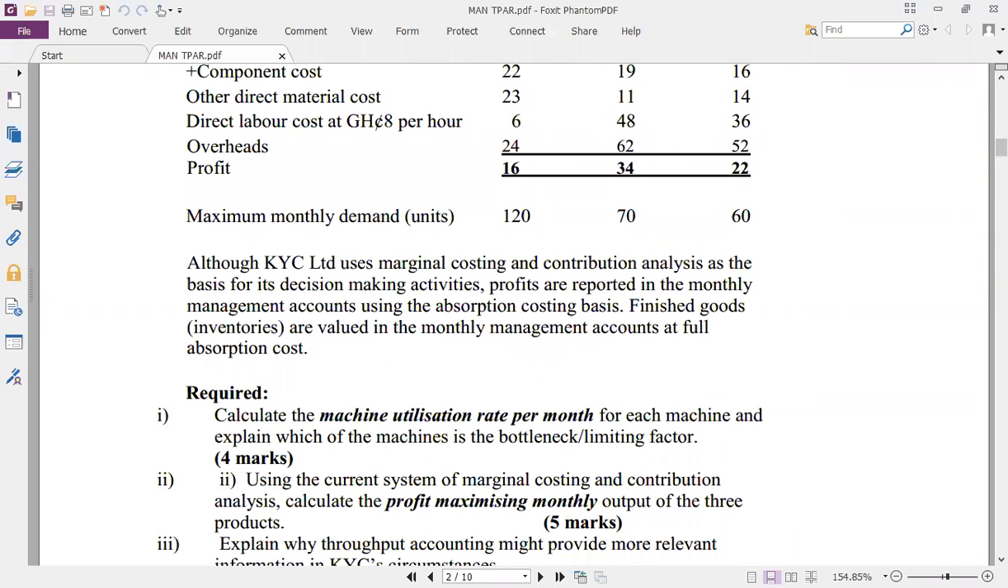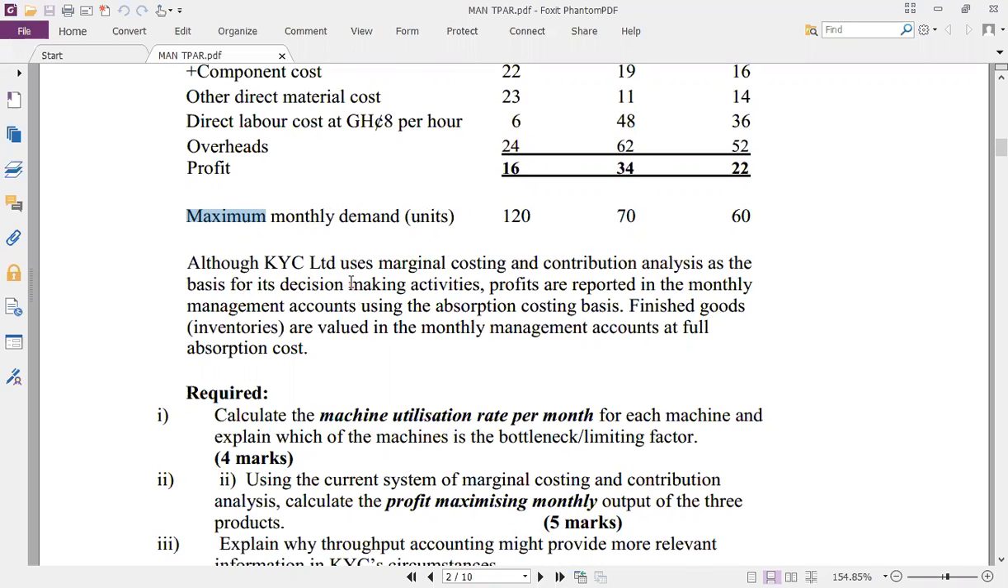Monthly demand. Overheads are there. These overheads are the fixed costs. Profit 16, 34, 22. All of them are there. Maximum demand. In some questions, you see maximum demand and minimum demand. Please, we pick the maximum, not the average. Anywhere you see maximum demand and minimum demand at the same time, in your mock questions you will see it, don't select the average or the minimum. Select the maximum, as you can see here.